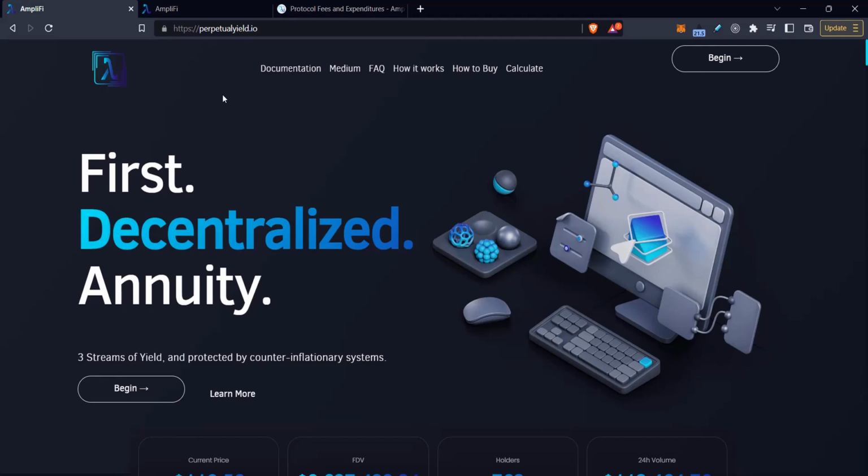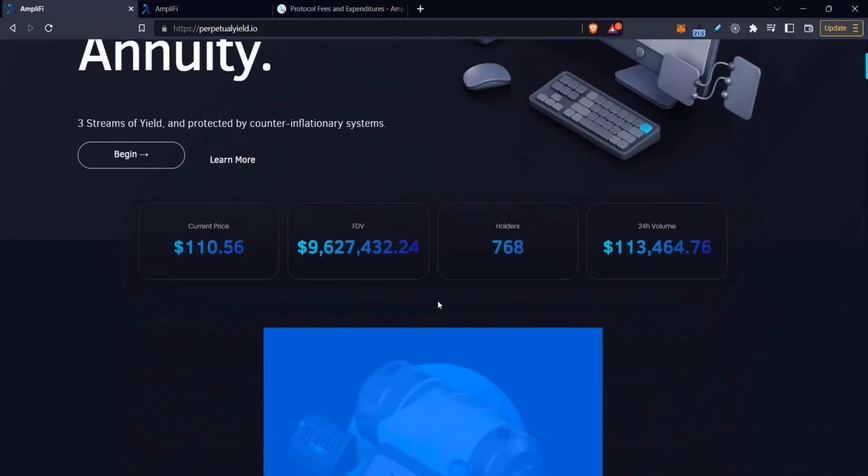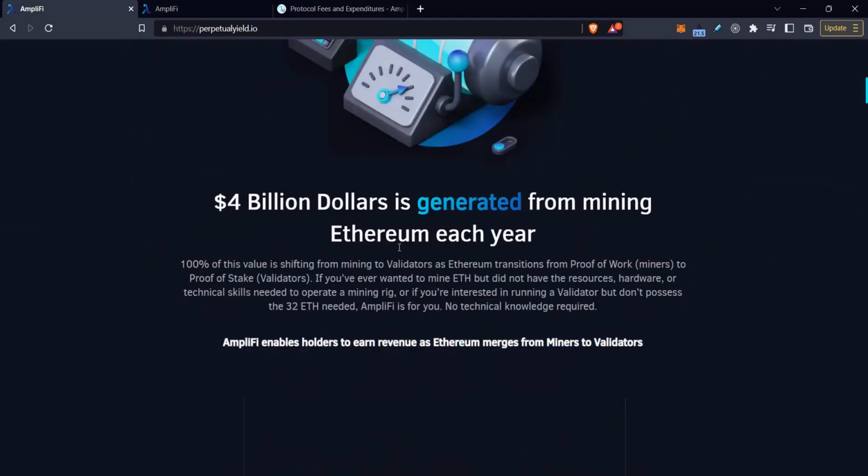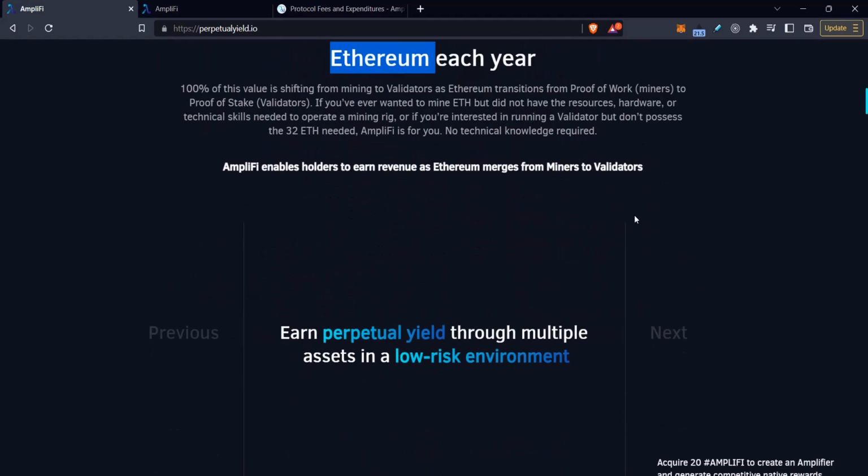So what is this project? They call it the first decentralized annuity. So it's perpetual yield forever through this system. The system will generate perpetual yield forever. How it does it is that the whole idea of this system is to make Ethereum validators and then use those earnings of the validators to give to the token holders of this system. Okay, so it's pretty interesting.